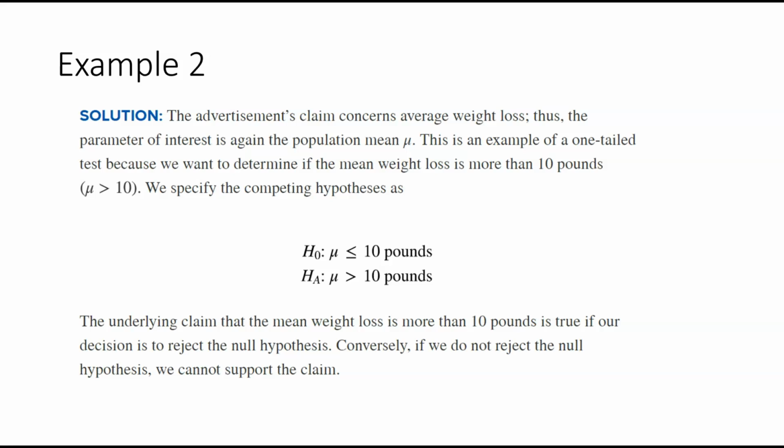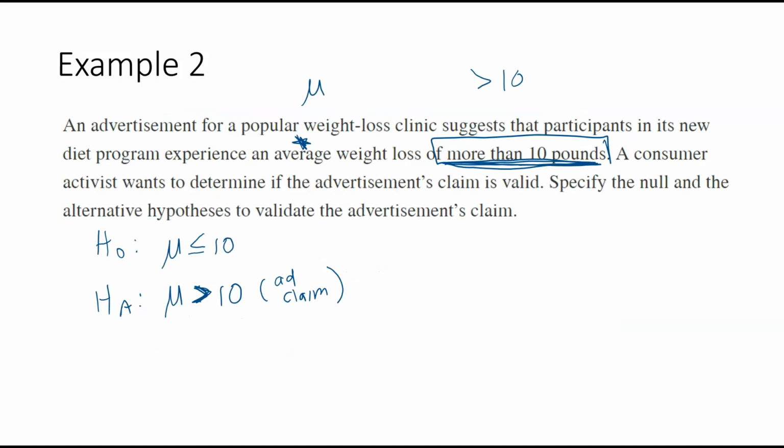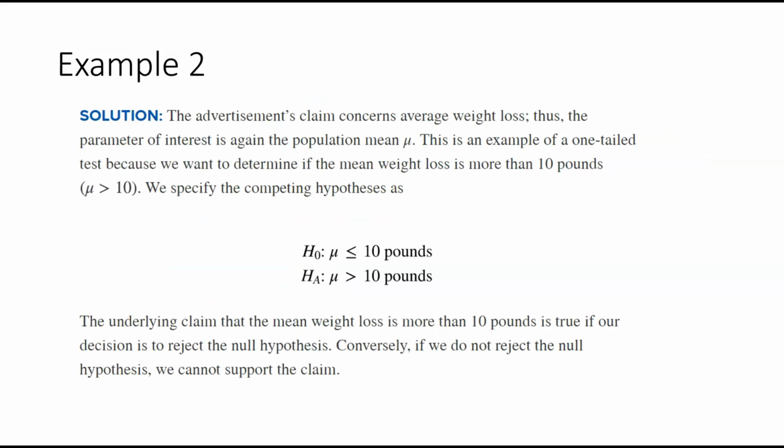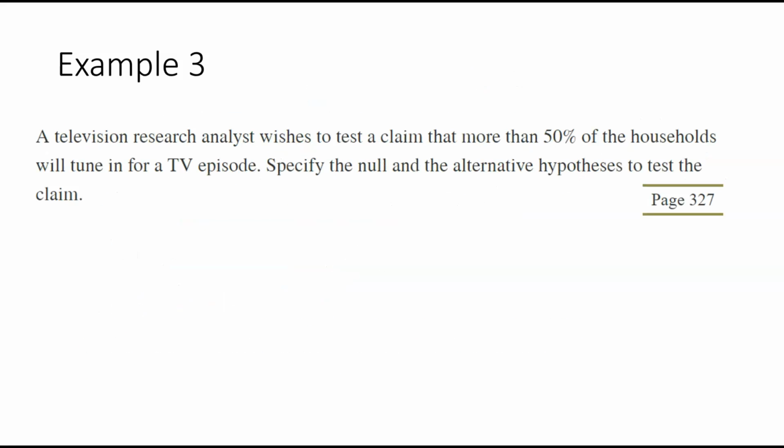All right, let's see here. Example 3: a television research analyst wished to test a claim that more than 50% of the households will tune in for a TV episode. Now, I don't see the word average, but I do see a percent, which makes me think it's P. So now we're dealing with the population proportion, so we're dealing with P.